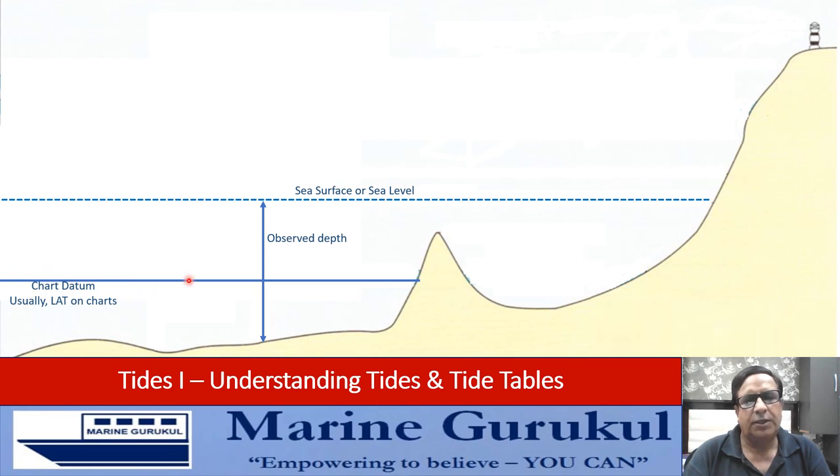Now from the chart datum, what we measure are the charted depths. So the depth of the seabed below this chart datum is the charted depth. You can see it here. And the height of the sea surface above the chart datum is the height of tide at that particular point of time.